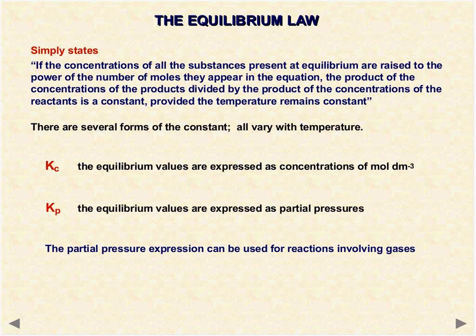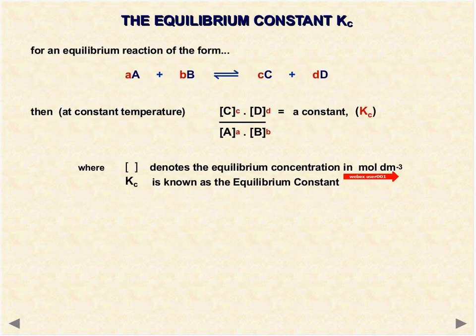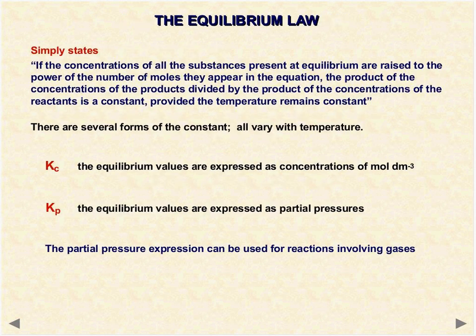So there are two ways to express them. This equilibrium constant Kc is a constant at a temperature. If you change the temperature, it will change, but at a particular temperature it remains constant, provided the temperature remains constant.